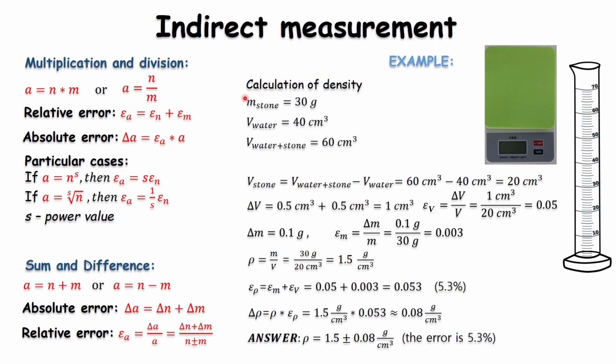So here we measure the mass of the stones. It is 30 grams, for example, and then we put the water up to 40 cubic centimeters, and then we put the stones inside of that cylinder, and with water plus stones the level will be, let's say, at 60 cubic centimeters. So now if we take a difference, 60 minus 40, it will be 20 cubic centimeters. That would be the volume of the stones.